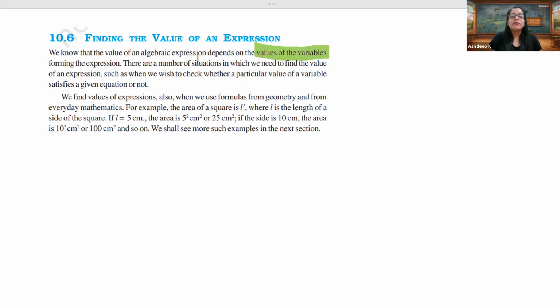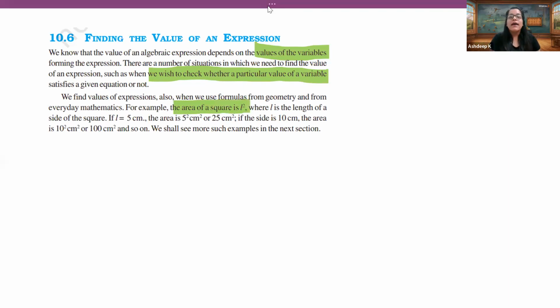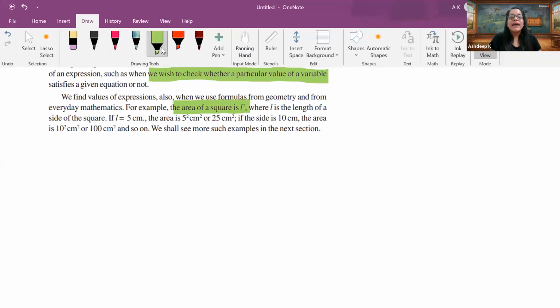Now there are a number of situations in which we need to find the value of an expression, such as when we wish to check whether a particular value of a variable satisfies a given equation or not. We also find the value of an expression when we use certain formulas for geometry. For example, I hope you all know the area of a square. Let's suppose the area of a square is given to us as L square, where the value of L is given.